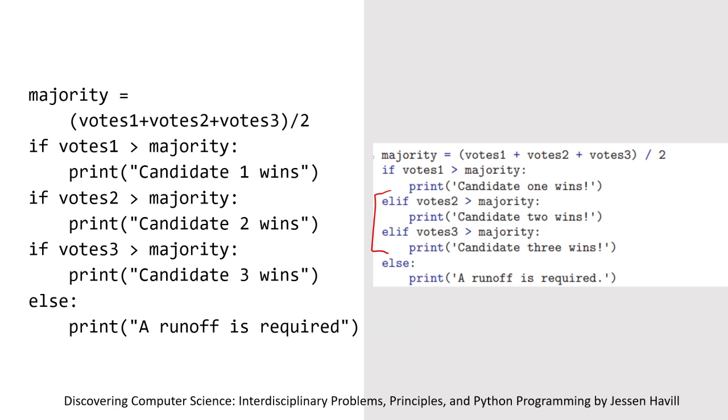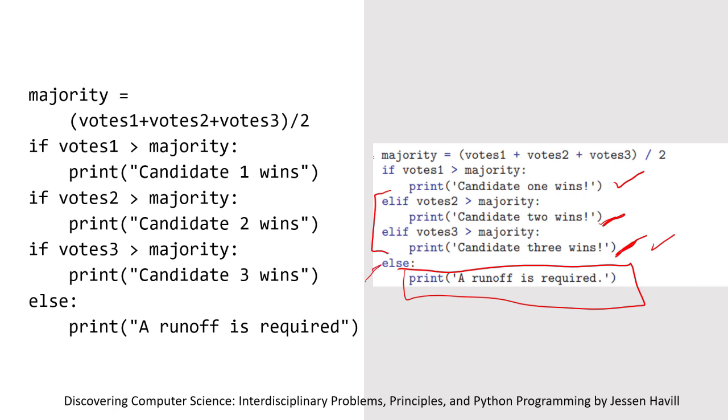So if vote 1 is greater than majority, it will simply print this and come out of this if block. If the first condition is false, then it will check the second condition, and if this is true, it will come out of this block and it will not check the third if, or execute the else part. If the first and second conditions are false, then it will check the third part, and if vote 3 is greater than majority, it will print this.